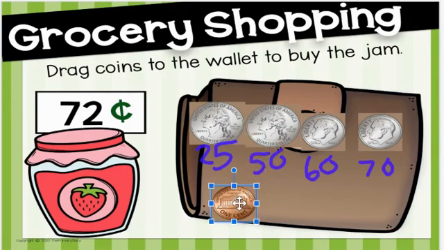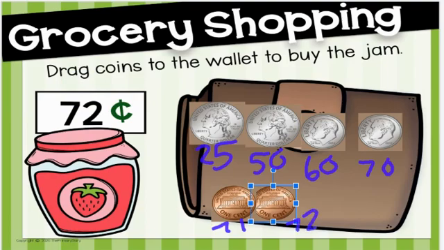So let's go ahead now and start with our pennies. So 1 penny would be 71. And then a second penny would take me to 72 cents. So to get 72 cents, I need 2 quarters, 2 dimes, and 2 pennies. Now that's the way to find it with the least number of coins possible. There are other coin combinations that would give you 72 cents.